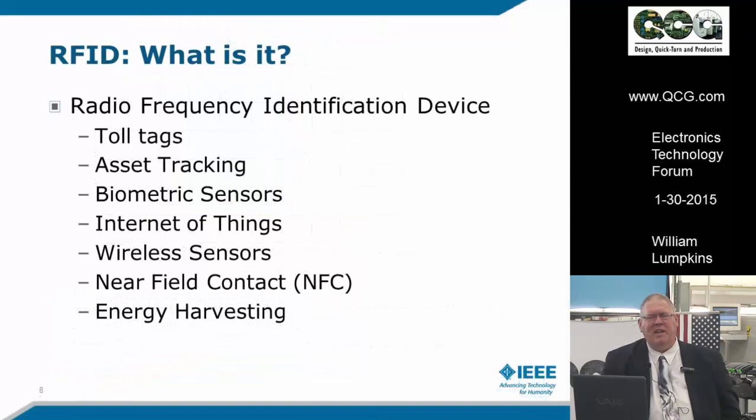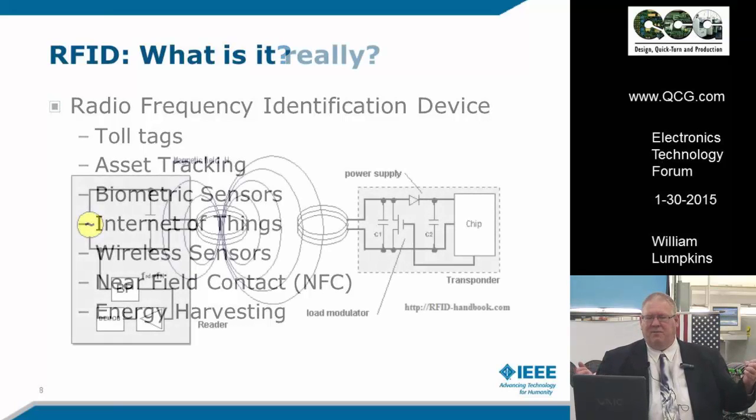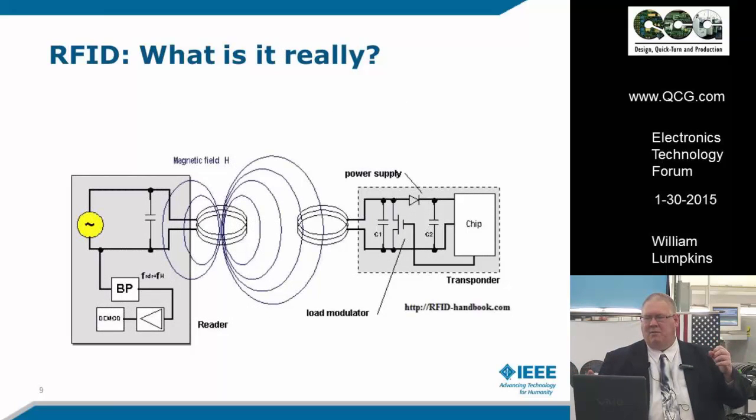RFID, really quick. RFID is radio frequency identification. RFID we see in toll tags, asset tracking, biometric sensors. There are a lot of Internet of Things with RFID, wireless sensors. Near field communication is another term for it. What is it really? It's just a field. There's a magnetic field that pops out.